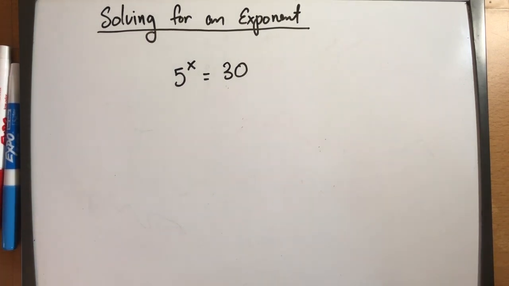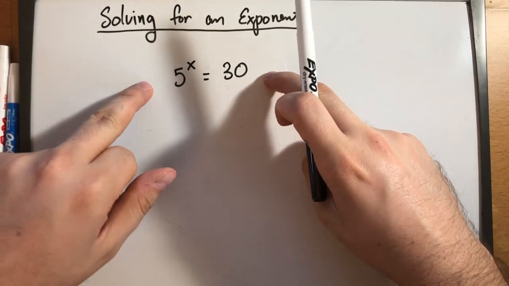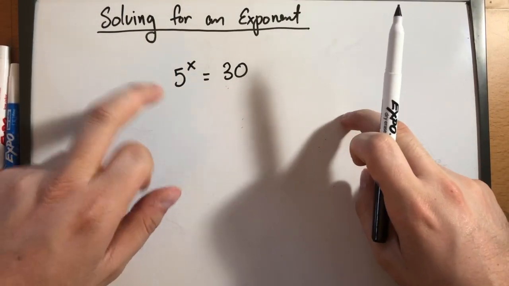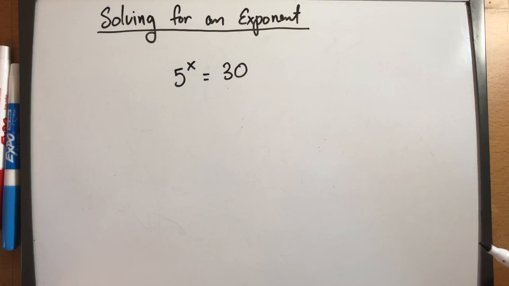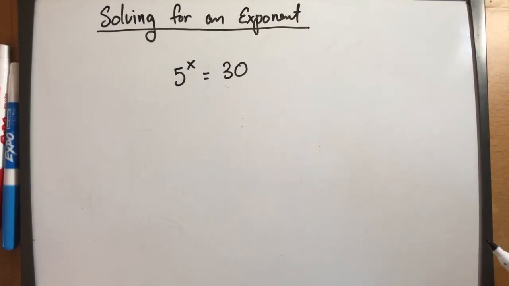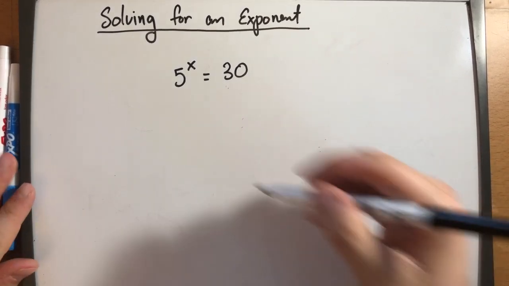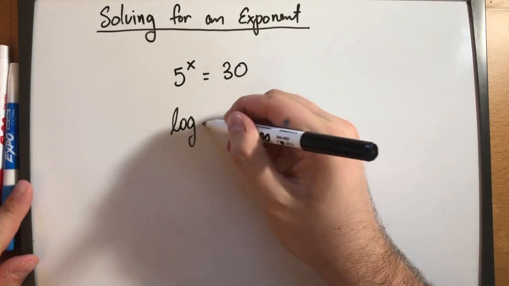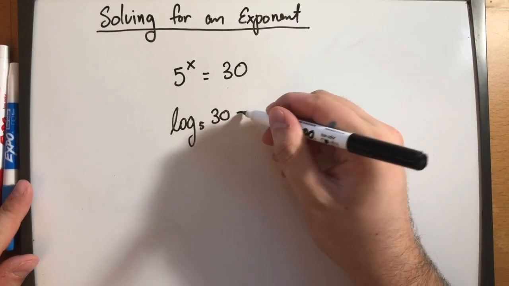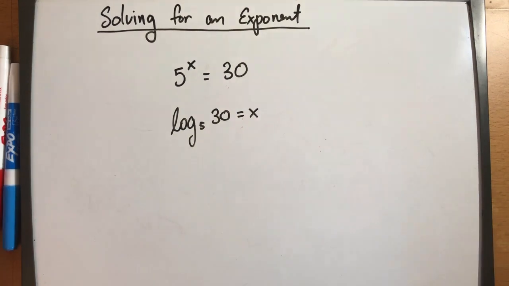Now, how in the world do we solve for an exponent? Well, if you go back to the first video, that is what a logarithm is all about, because it allows you to rewrite this problem so that you actually do solve for the exponent. So if we were to rewrite this as a logarithmic equation, we would get log base 5 of 30 is equal to x. Now look, we're solving for x. So how do we now solve this log?